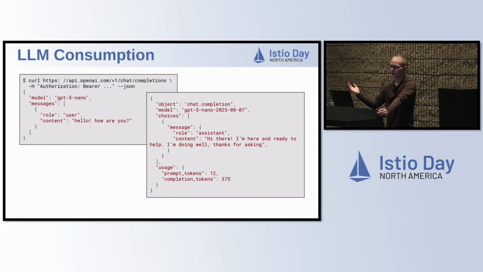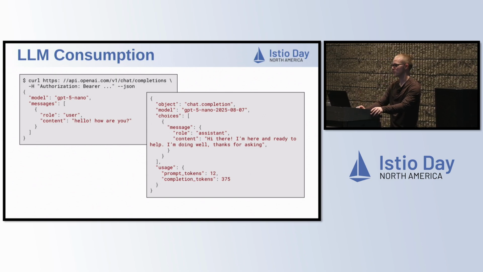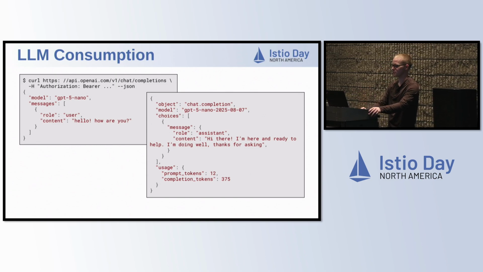And in response back, we get a message that looks like this. Here was the model I used. Here's the response. You said hello. I said, thanks for asking. And we get usage metrics as well, about these tokens that I was talking about, of how many input and output tokens were used.